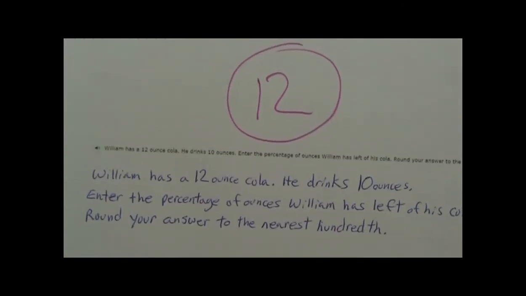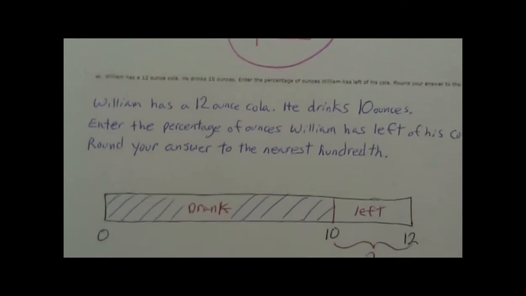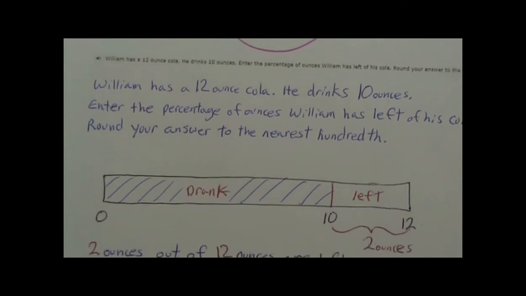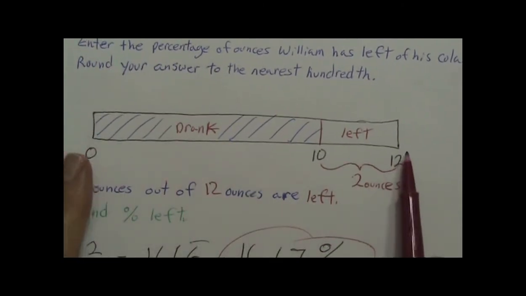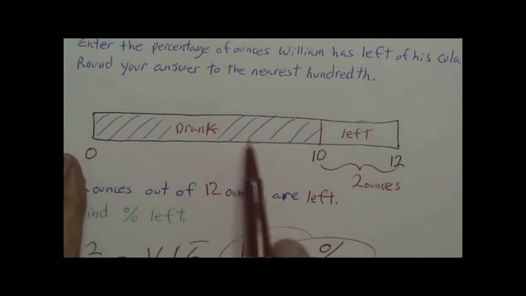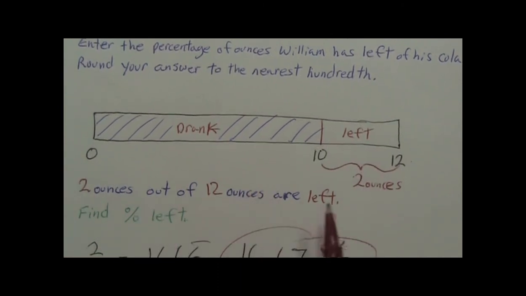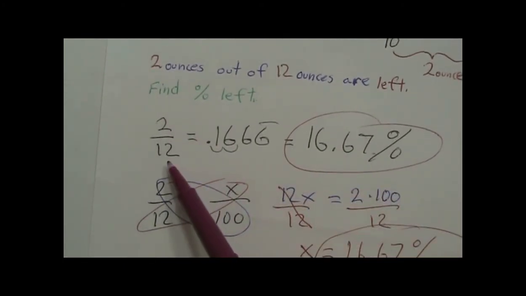Okay, number 12 is a percentage problem. We did this one before. Some person drinks so much and they have so much left over. How much do they have left over? What percentage is it? So if I have 12 total, they drank 10, that means you only have 2 left, right? 2 out of 12. And make that a percent. So you just make 2 divided by 12 into a percent.